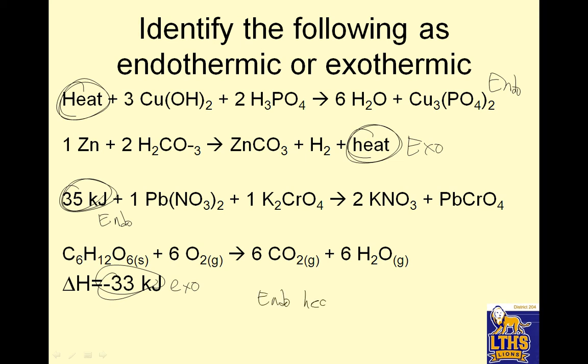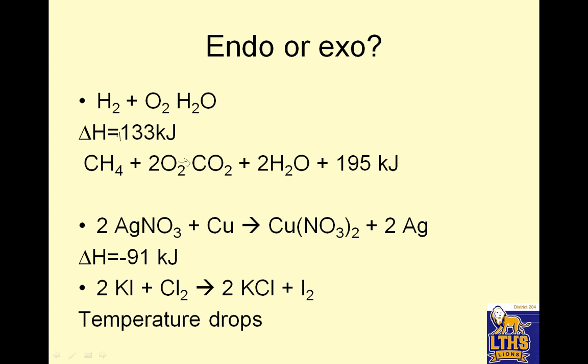So to recap, it is endo if heat is a reactant, and it's endo if delta H is positive. Okay? And heat can be in the form of the word heat, or the units for heat are kilojoules. Endo or exo? Look, it's positive. Endo. Look, heat is a product. Exo. Look, it's negative. Exo.